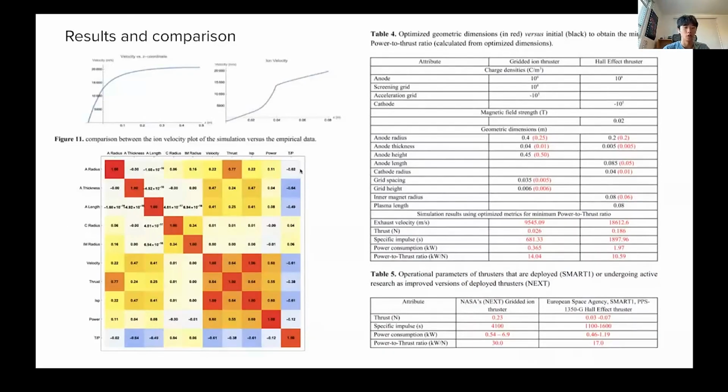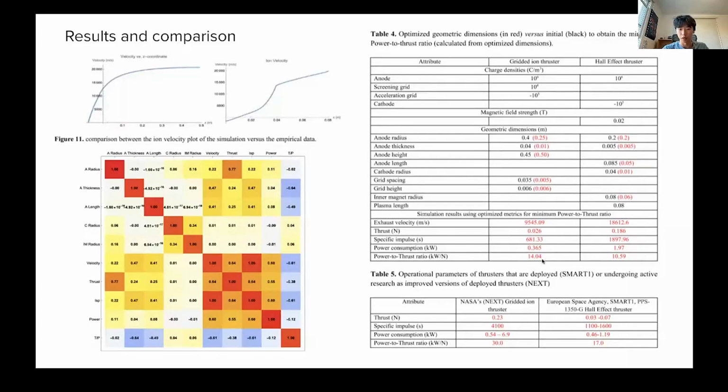And you can see that by increasing the anode thickness, there's a huge negative correlation with thrust to power ratio. So we want the anode to be as thin as possible, and we're able to understand these correlations. And in the end, I was able to find a thrust to power ratio for a gridded ion thruster of around 14 kilowatts per Newton.